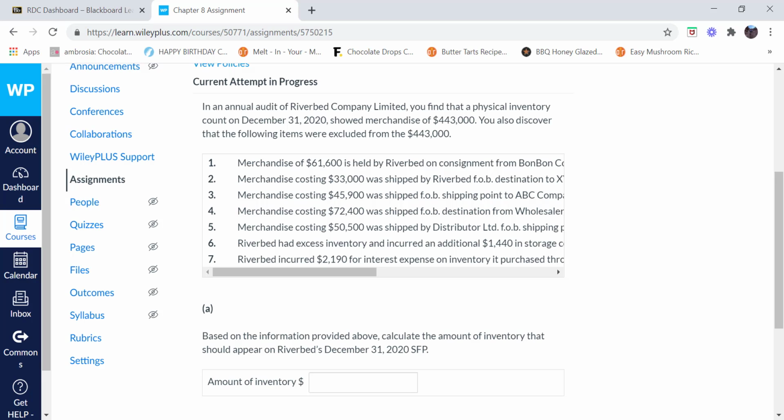We will go through in class. There's very, very limited circumstances where you can include interest in inventory. But for your purpose here, 6 and 7, you're not going to have to do anything with. Really, it's 1 to 5, looking at the consignment rules and the FOB rules as to whether it's part of their inventory or not. And if it should be, add it in. And then the answer will be the 443 plus whatever you need to add to it.